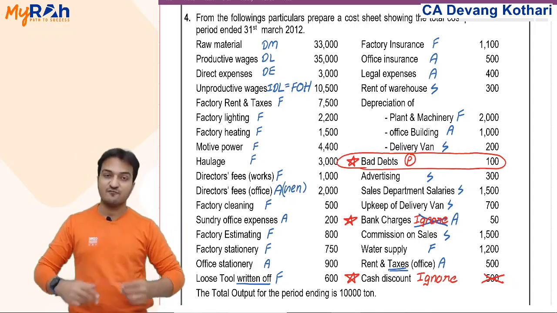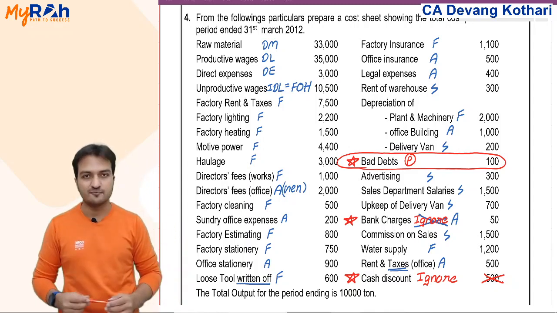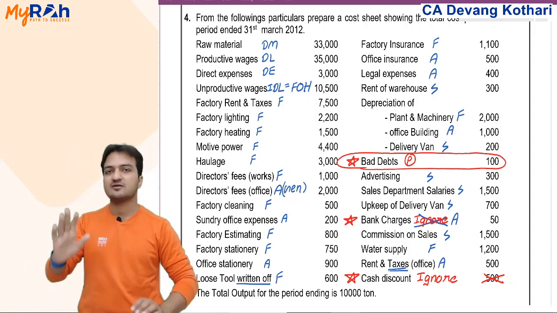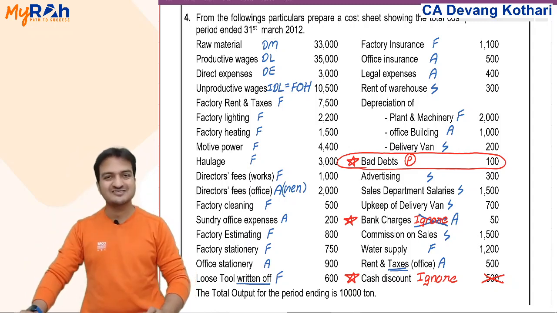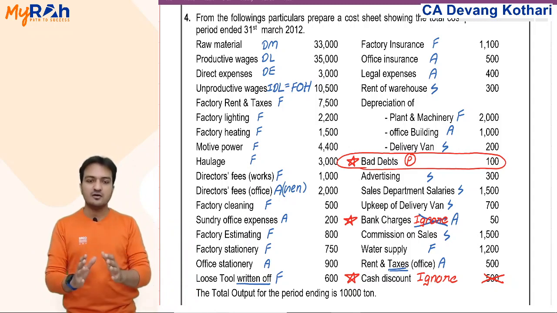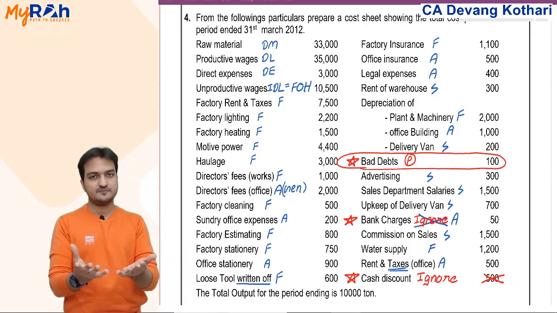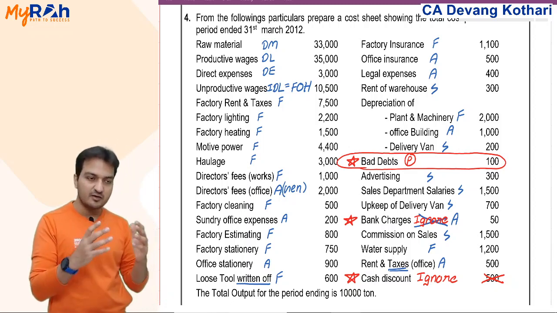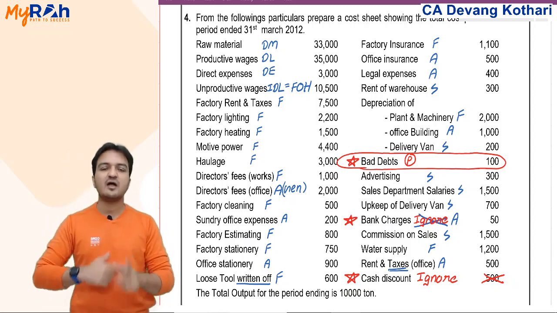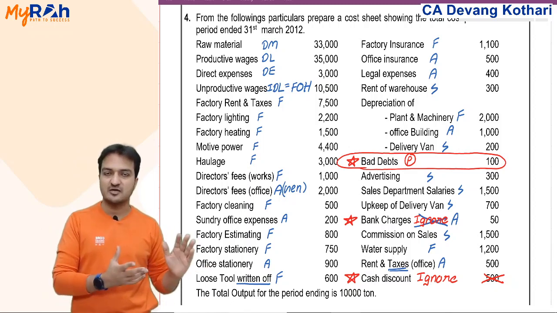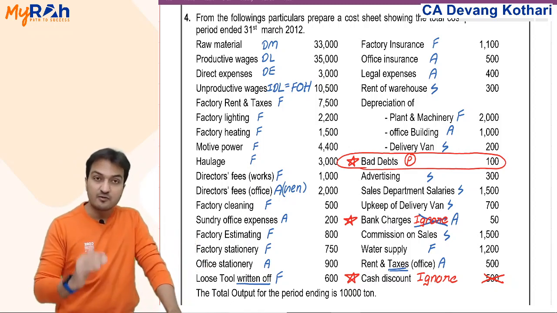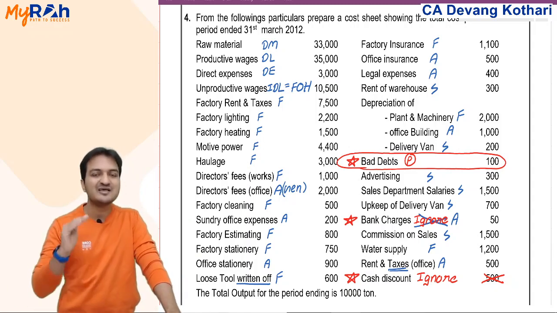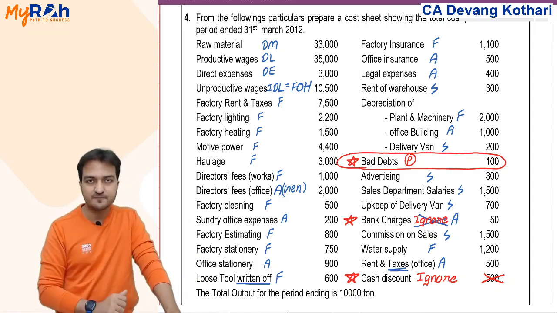Obviously not. In fact, if I knew that, then why would I sell the product to you? Yes. So bad debts are not known at the time of sale. So I cannot say that bad debts are incurred in order to promote the sales. So under that kind of thought, we say that bad debts are ignored from costing subject. It is not incurred for promoting the sales. It is not your routine day-to-day operational expense. It becomes your financial cost.